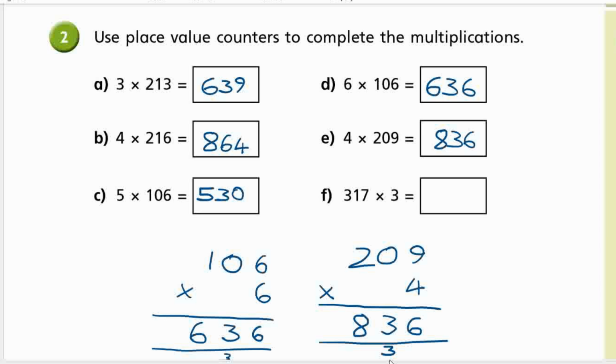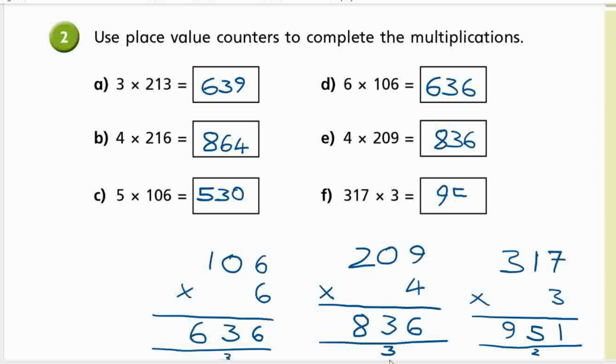Okay, and then last of all, 317 times 3. Well, what's 3 times 7? 21, so I put the 1 here and carry the 2. What's 3 times 1? 3 plus 2? 5. 3 times 3? 9. So this is 951. Okay.